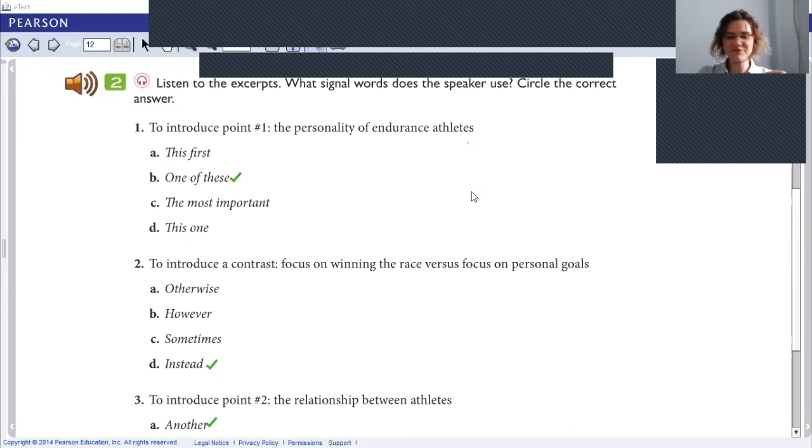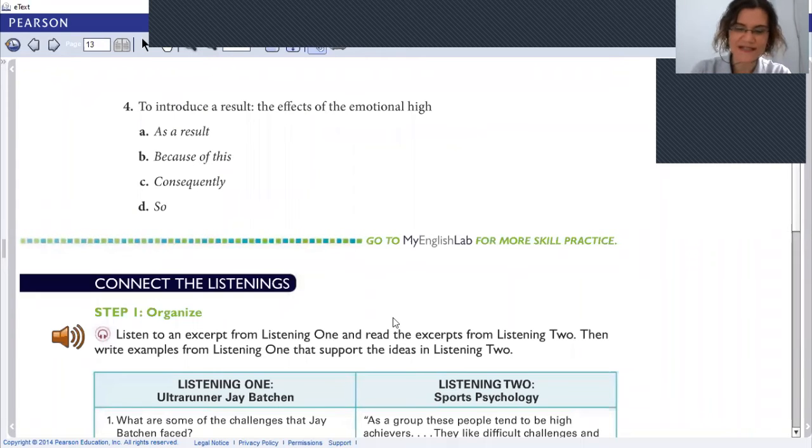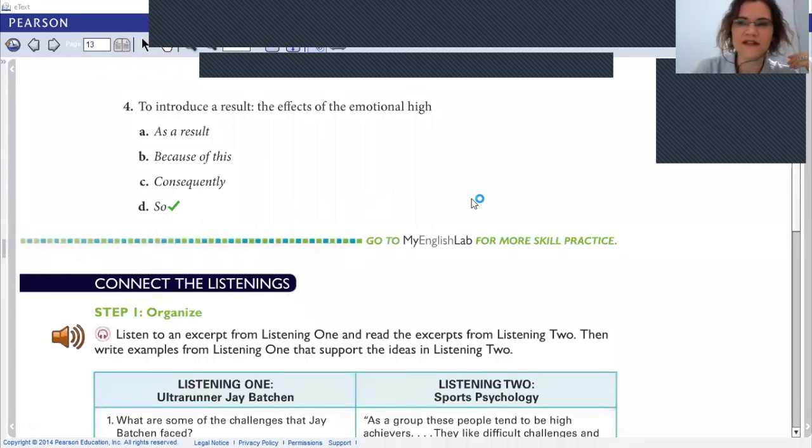So when you have several points you want to say, you can go numeric. You can say first, second, third, or first, then after that, following that. Those are sequence words. So "another" would also be good because you could say "another point is," which just shows the next point that's coming up. Okay, great. Now let's go to number 4. Last one. Who'd like to try that one? To introduce a result. Result is different. Karina? D. Awesome. Yeah, definitely. "So" definitely shows a result.